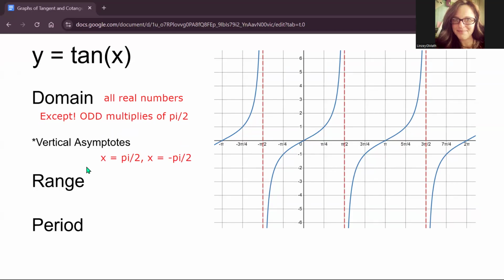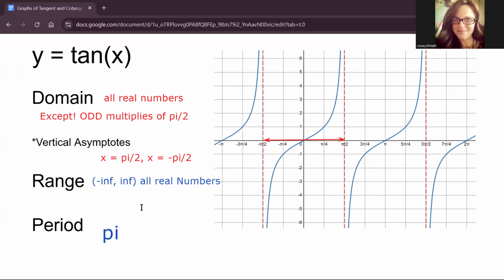The range is all real numbers. Negative infinity to positive infinity, all real numbers. Our graph goes up forever and down forever. And then the period, one full cycle of our graph occurs between the asymptotes. From negative pi over 2 to pi over 2 is pi long. So the period of our tangent function is pi.